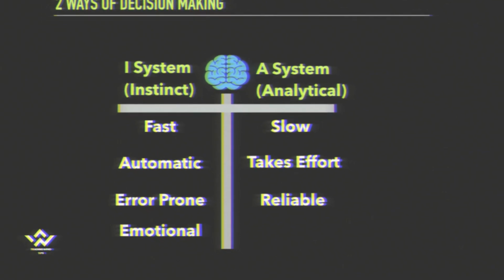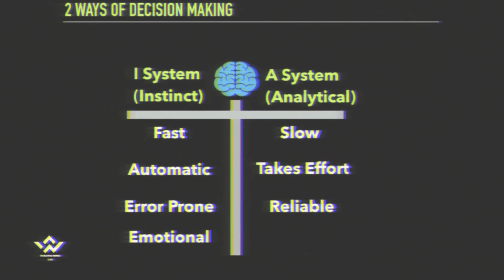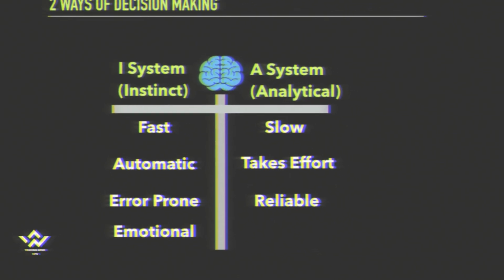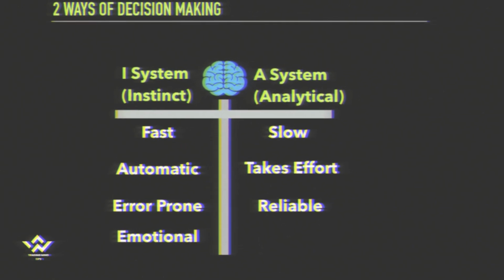The second system, we'll call this the A system because this is an analytical way of thinking. It's driven by reason or logic. This system can make complex decisions, but it is slow and takes effort, therefore giving us more reliability.